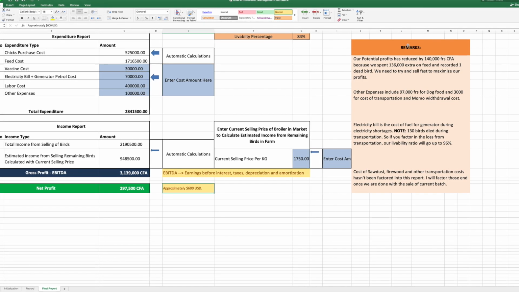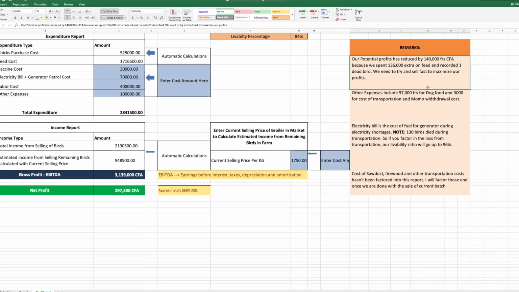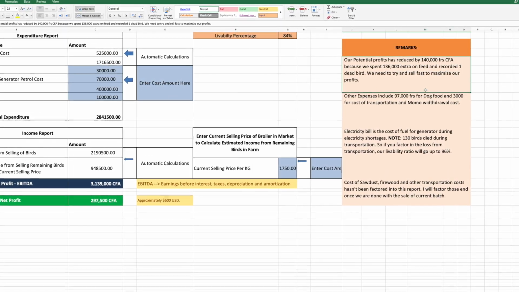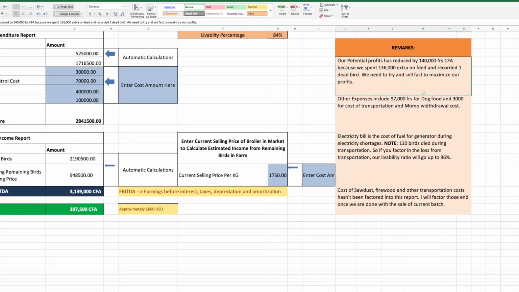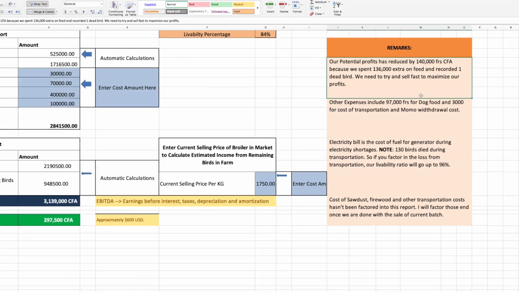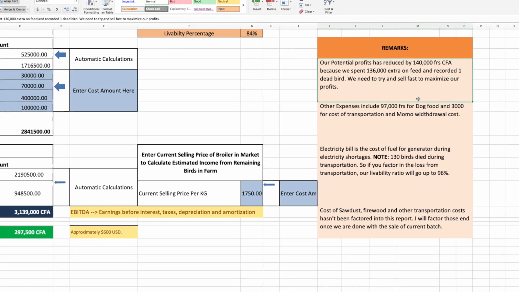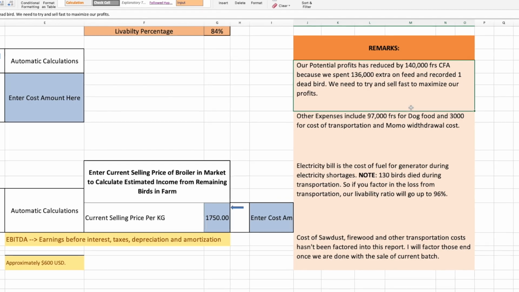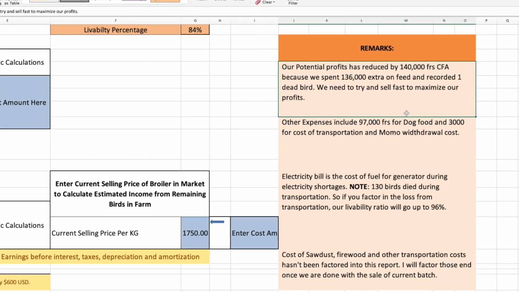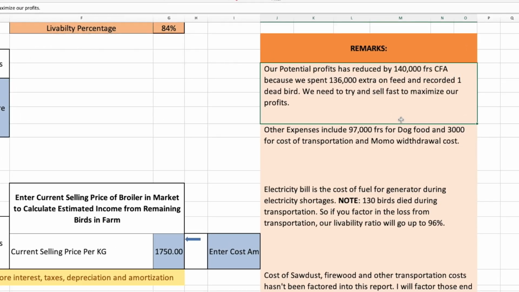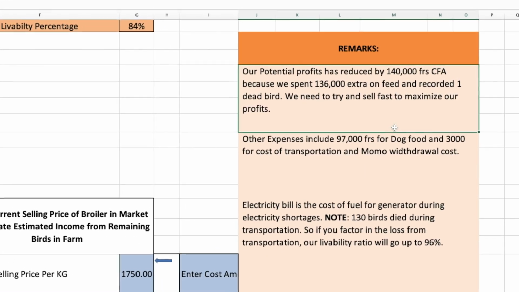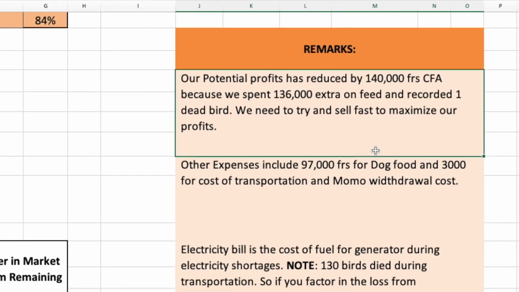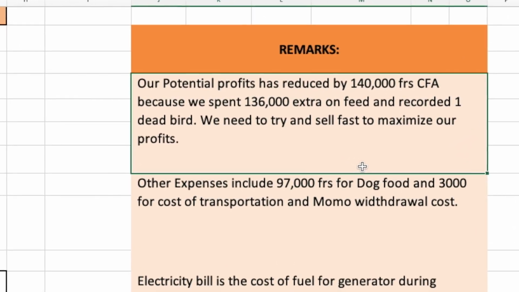Now the next part is the remarks. You want to capture the remarks for each particular batch. What was our first remark? Our potential profit reduced by 140,000 because we spent 136,000 extra on feed and recorded one dead bird. We need to try and sell fast to maximize our profit. So this was the mistake. We want to make sure that we sell as fast as possible.